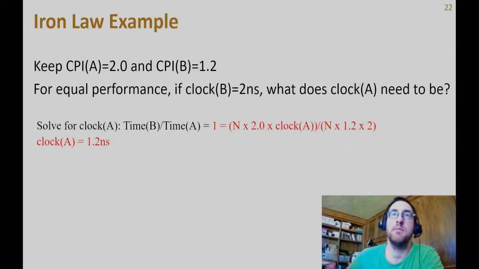Here's a similar question. If the clock of B is 2 and the CPIs of A and B are 2 and 1.2 respectively, what does the clock of A need to be? Well, again, you can plug and chug that as well. So the clock of A would need to be 1.2 nanoseconds for them to have a speedup of 1 with respect to each other.